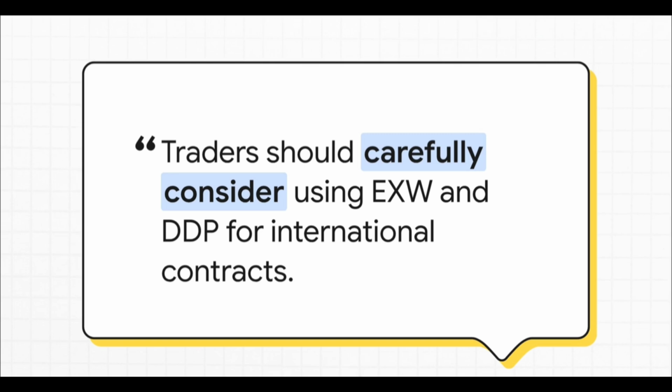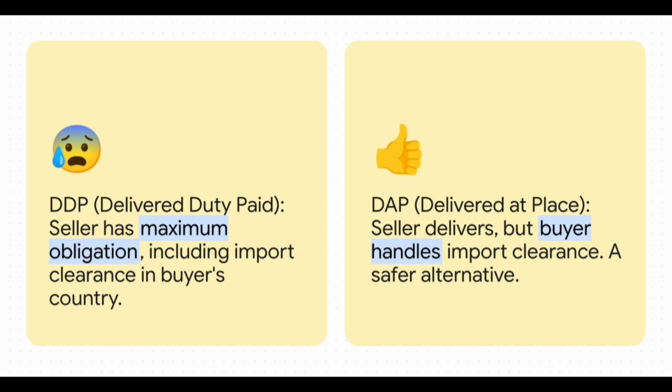Choosing the wrong one can be a disaster. Experts give a really direct warning on this. Be super careful when using two terms in particular for international deals: EXW, which is Ex Works, and DDP, Delivered Duty Paid. Let's look at why. Let's compare two that sound almost the same, just to see the danger. If you agree to DDP, you, the seller, are on the hook for everything.